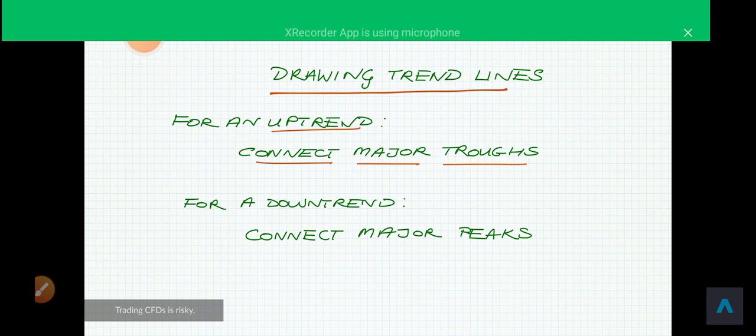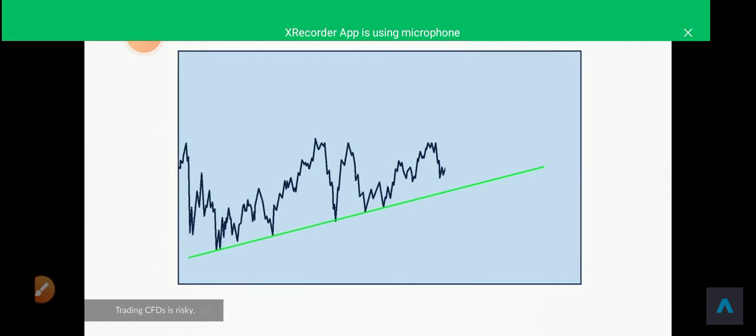And then in order to draw a trend line for a downtrend, we're aiming to connect major peaks in the price. So a downtrend, lower highs, lower lows. We're going to be looking at those highs, connecting the peaks, and we're looking for resistance to be coming in at lower levels successively. Here we have an example of a trend line drawn for an uptrend.